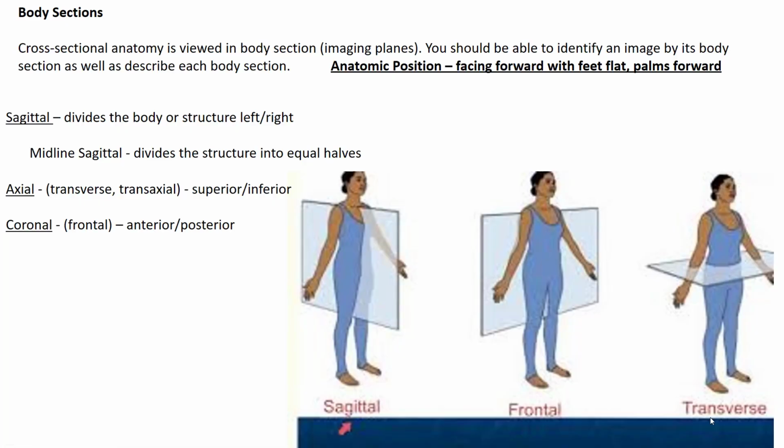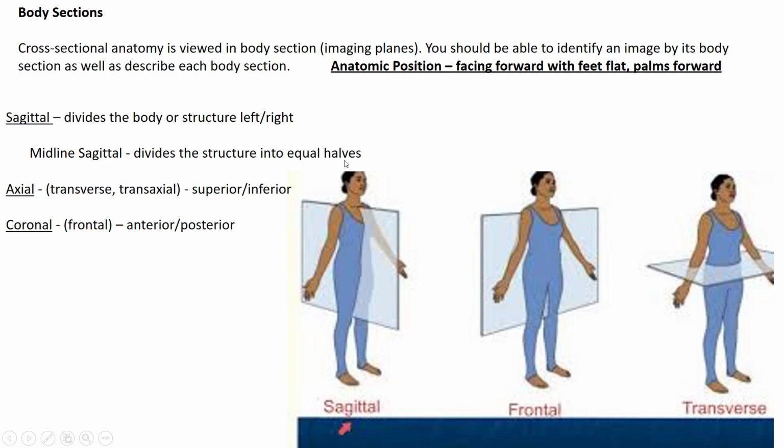So now we're going to talk about body planes, the planes that we use to image a patient. You should be able to identify its image by its body section and its plane as well. The anatomic position, again, is the patient facing you, feet flat, palms facing forward with their arms at their sides.